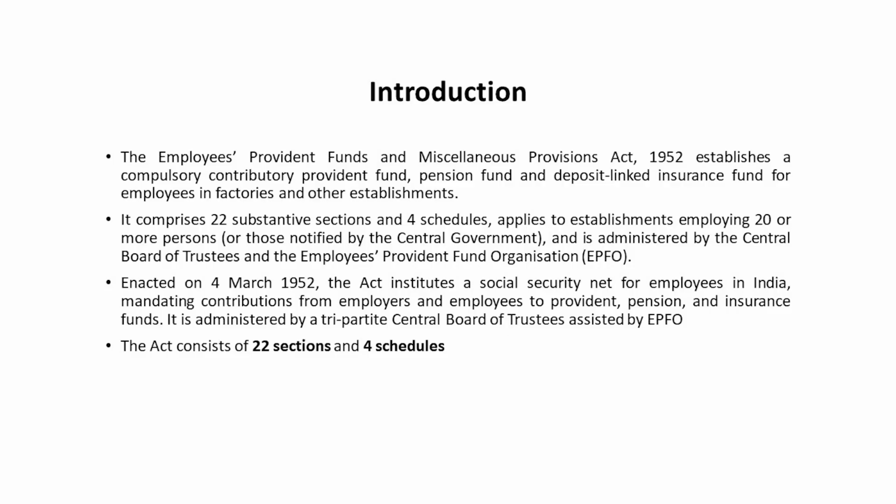But if someone is getting wages of more than 15,000, with the consent of the employer and if the appropriate government approves it, they can register under this Employees Provident Fund scheme. This act has 22 sections and 4 schedules, and it is basically applicable where they employ 20 or more persons and are notified by the central government. For this purpose the Central Board of Trustees has been set up, and the Employees Provident Fund Association has been set up by the central government.